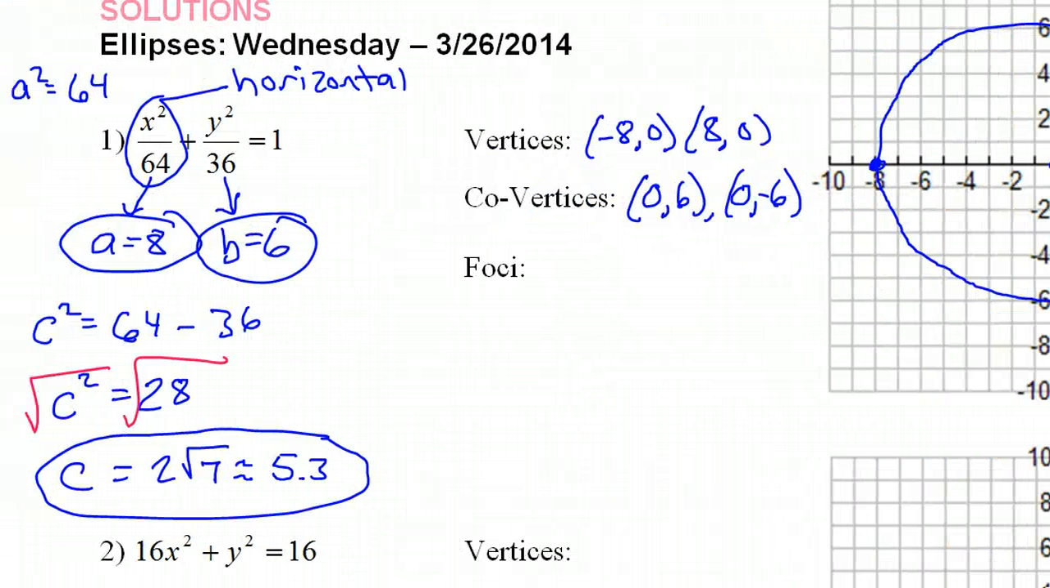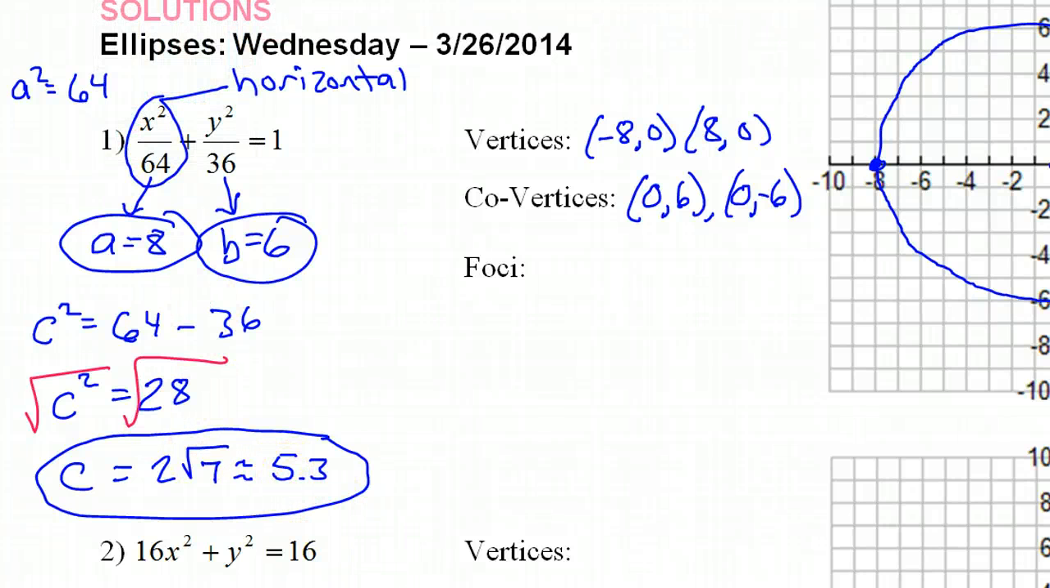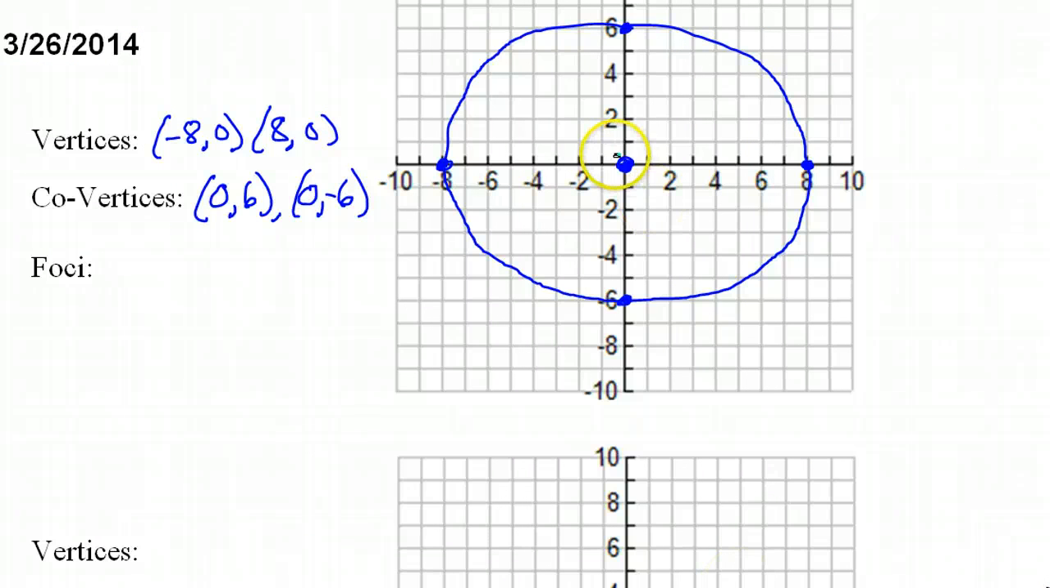Now, my foci, the C tells me where they go. They are 5.3 away from the center. This ellipse is going horizontally, so my foci will always go along the major axis, which is the long way. So what did I say, 5.3, so here's 5 and 0.3 would just be over a bit, and here's 5 away and then over a bit more. So those are my foci.